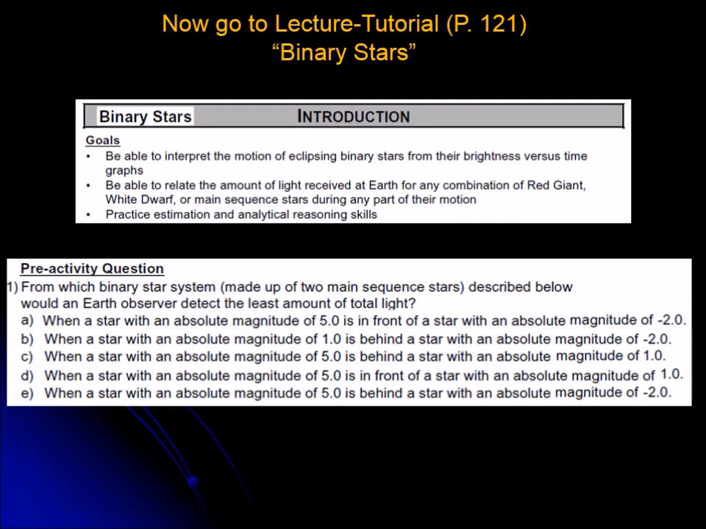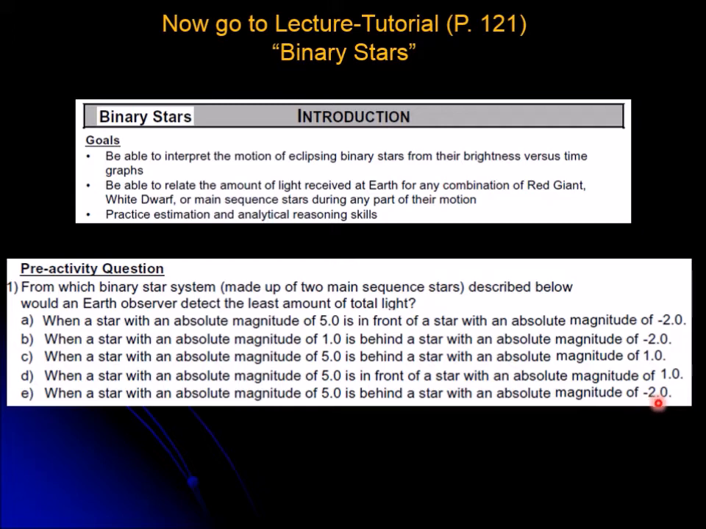Okay, let's start with the pre-activity question. We have 5 cases here. For which binary star system made out of 2 main sequence stars would an Earth observer detect the least amount of total light? Let me start with the last one. We have a star with absolute magnitude 5 behind the star with an absolute magnitude of -2.